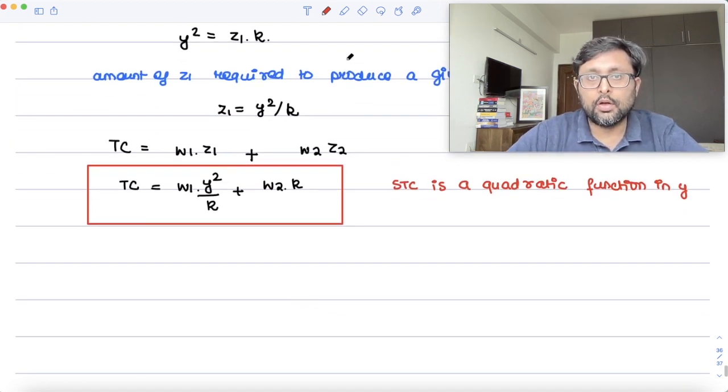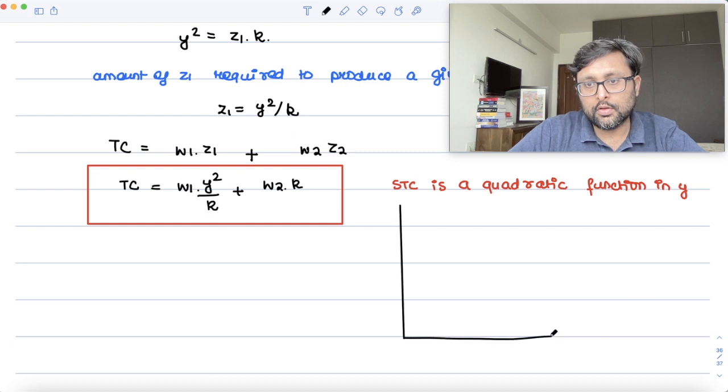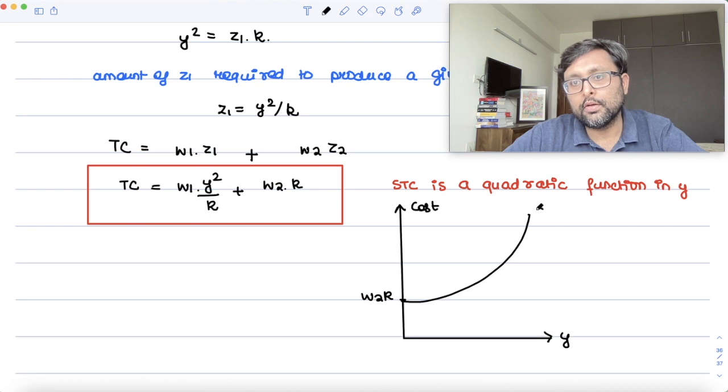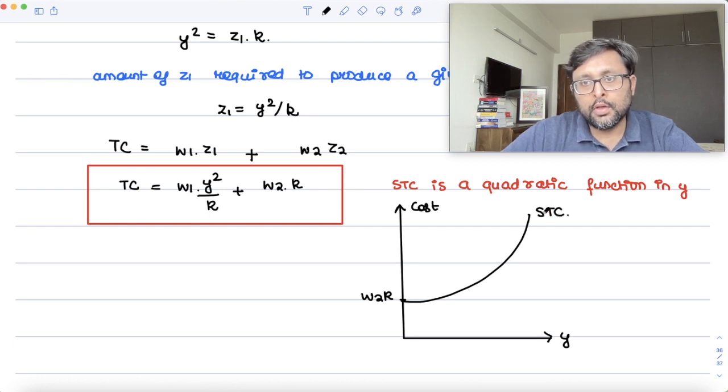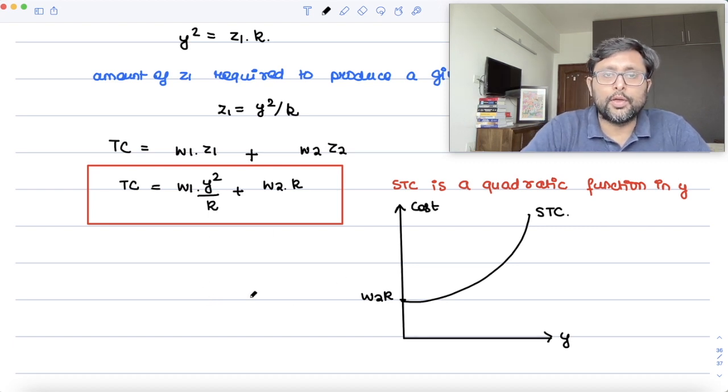So if you just want to show this, you have output out here, you have cost out here. If Y is 0, your total cost is W2K, right? This is what my short run total cost function looks like. It's a parabola. Okay, keep this thing in head.